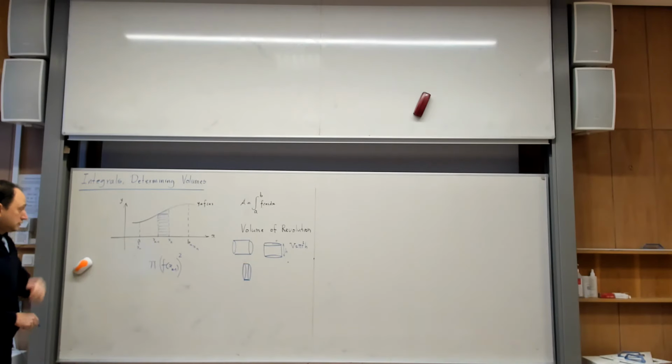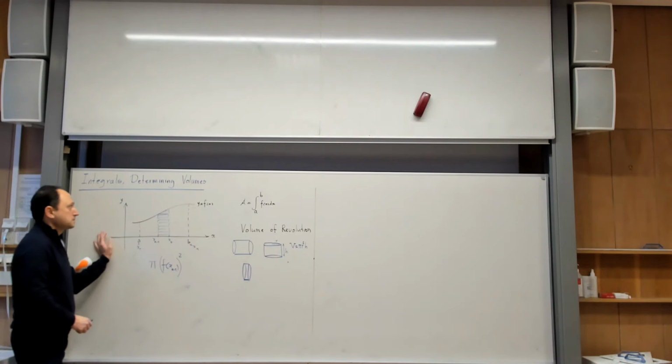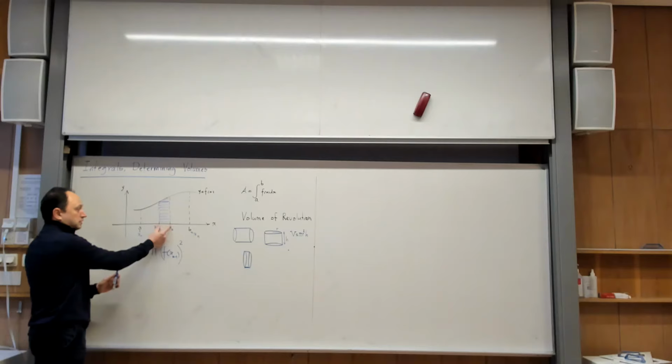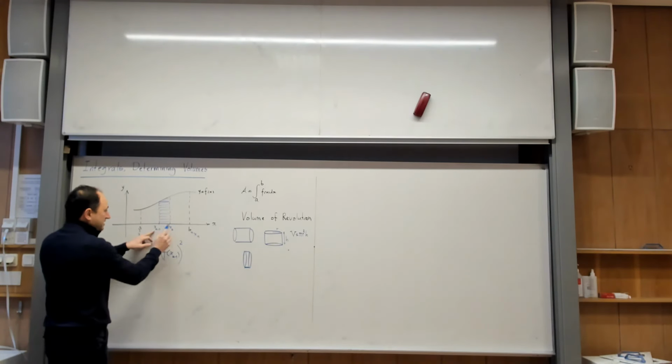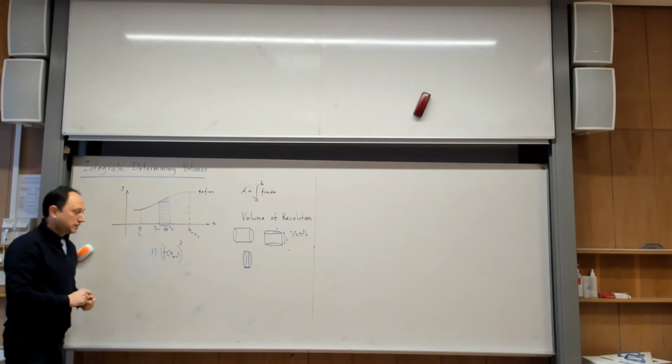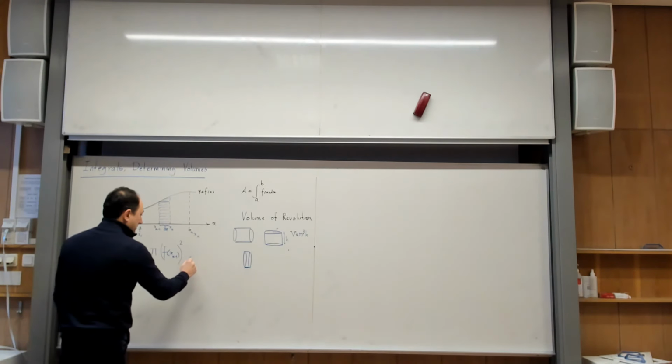What will play the role of the height? You agree with me that this would be the height, yes? And this is what? This is delta x. Do you remember? The length of each subinterval will be denoted by delta x. So this becomes delta x.